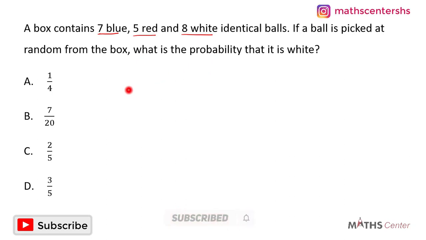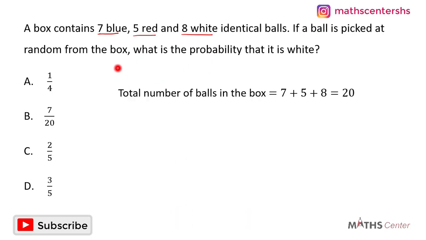The total number of balls in the box is equal to the number of blue balls, which is 7, plus the number of red balls, which is 5, plus the number of white balls, which is 8. 7 plus 5 plus 8 will give us 20.